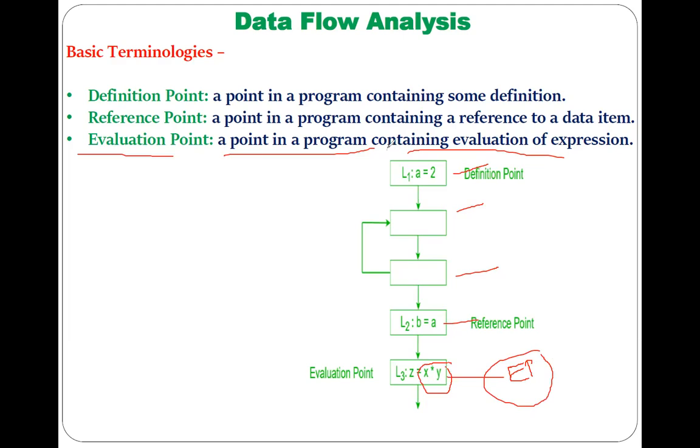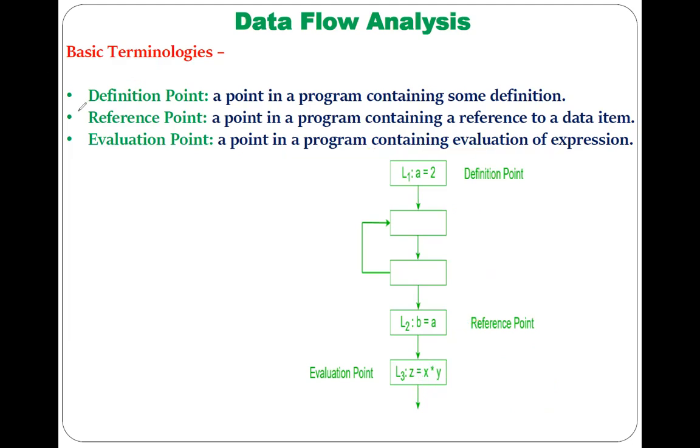A point in the program containing evaluation of an expression, that point is called what? The evaluation point. And here in the control flow graph, you can easily see that evaluation point. Okay. Now, these are the basic terminology that we need to understand the concept of data flow analysis. So data flow analysis is nothing but what? Determining all these kinds of things in the control flow graph. Where data is defined, where data is referenced, where data is evaluated. These are all the information that you can gather through the control flow graph. That is the simple concept of data flow analysis.